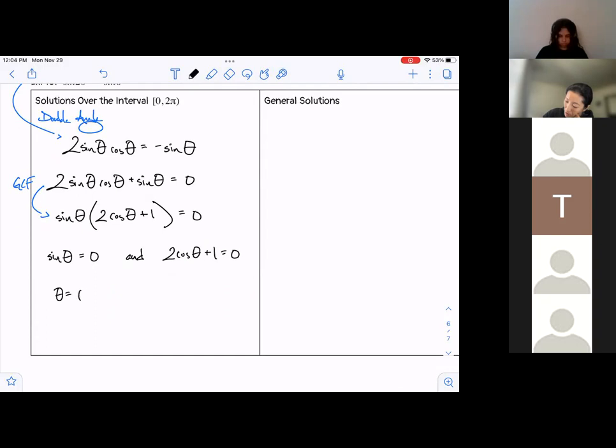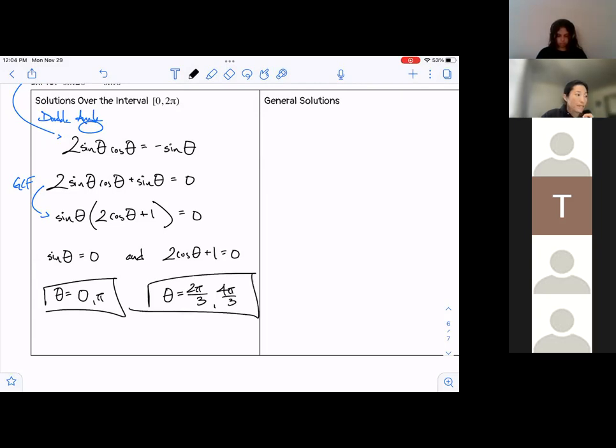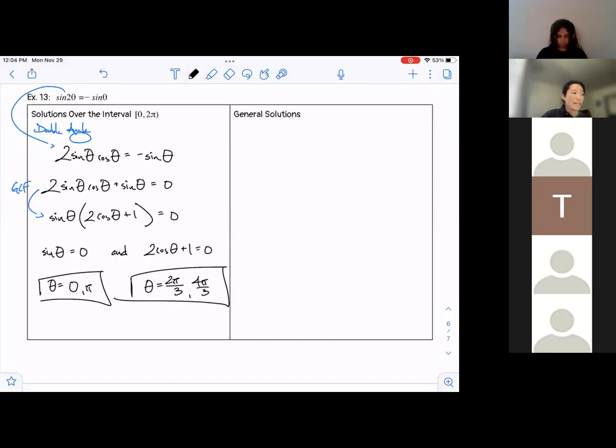All right. I believe this gives us 4 different solutions. So the first one gives us 0 and pi. The second one gives us, let's see, cosine theta equals -1/2, so 2 pi over 3 and 4 pi over 3. All right. Can any of these be combined as we think about writing that general solution? Yeah, the 0 and the pi, right? If we think about that, that'll be something like this on our unit circle, right? So cutting it right in half. So we can combine these two to write a single solution.